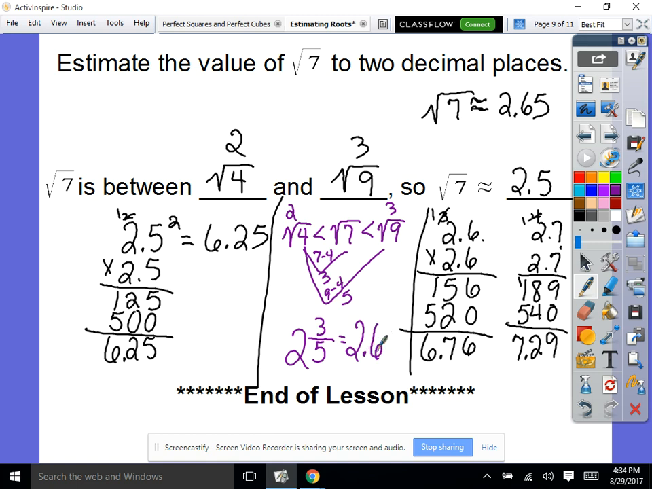So you can see this is closer. The larger the number under the radical sign, the closer our estimate with long division will be to approximating with a number line. And that's the end of the lesson, and we will work on these tomorrow.